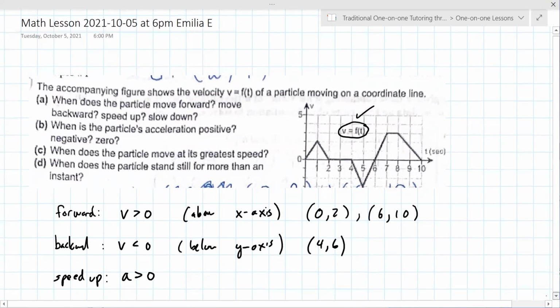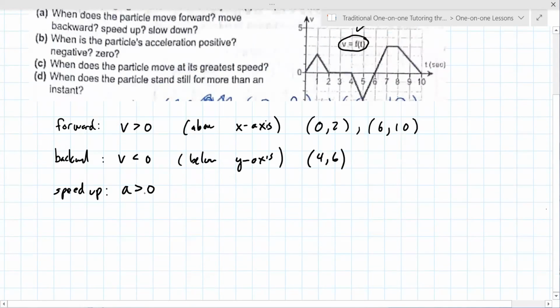Well, so acceleration is greater than 0. Okay. And because you're looking at the velocity graph, it's when the slope is positive. Okay, so it would be 0 to 1. Okay. 5 to 6. 5 to 7. Oh, 5 to 7. Yes, 5 to 7.